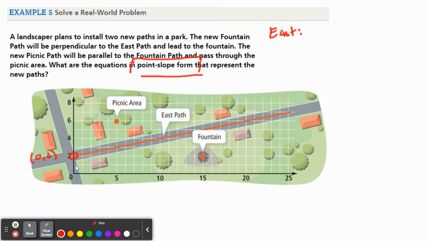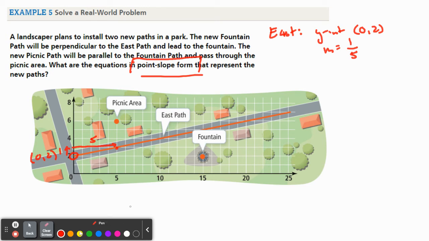And if I count the slope rise and run, it looks like it goes up 1 and right 1, 2, 3, 4, 5 to get to the next point. Up 1, right 5. So the east path has a y-intercept of 0, 2 and a slope of up 1, right 5. Okay, I don't need the equation of the east path, I just need to know that information.